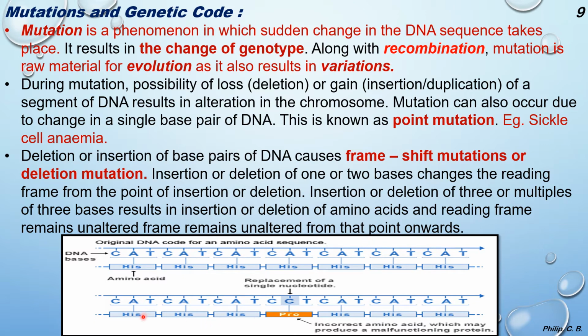So here you can see, again I have added a small chart where you can see the DNA bases. Here you can see HIS, or you can say CAT, the original DNA code for an amino acid sequence. Then replacement of a single nucleotide. So here you can see an incorrect amino acid which may produce a malfunctioning protein. In this case, if there is an alteration taking place, instead of CAT, here it is CCT. So there is a change in the amino acid sequence where it can be incorrect, and that may lead to malfunctioning of the protein. Or as we just learned, the insertion or deletion can lead to a point mutation or frame shift mutation, and even cause certain diseases or disorders.